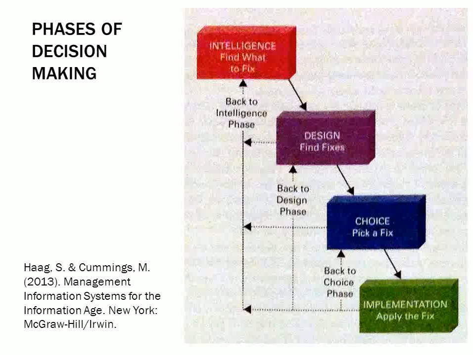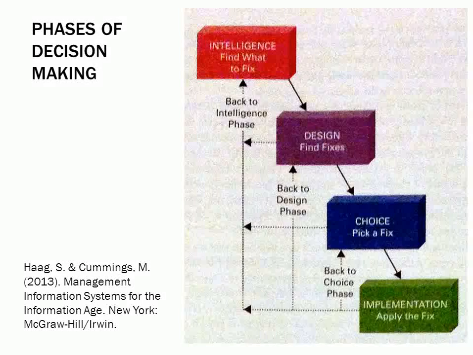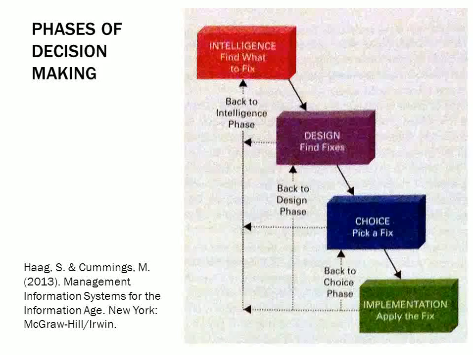So when we're making these decisions, we go through various phases of decision making. We use intelligence to find what it is that we might wish to fix. Then in the design phase, we find fixes for those problems. And we might then go back to the intelligence phase, or we might proceed on to choice, pick a fix. We might have more than one fix that we've determined and need to pick one of those, then implement that fix and go back towards the intelligence phase. So find what to fix, design different ways to achieve that fix, make a choice, implement, and repeat.